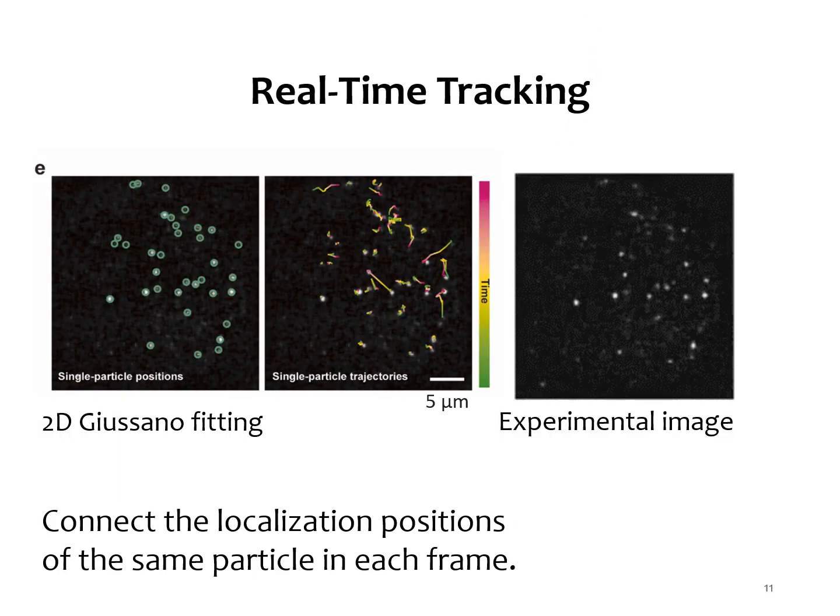Using the 2D Gaussian fitting method, individual spots in the image are precisely localized. The position of the same particle in each frame is then connected to reconstruct a movement trajectory on the cell membrane. This dynamic behavior can be clearly observed in the experimental videos.